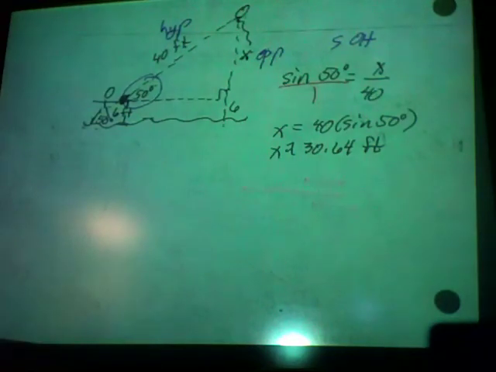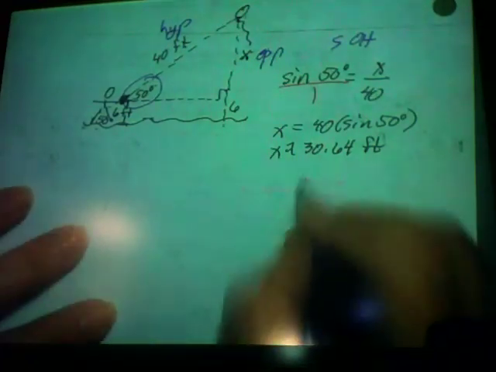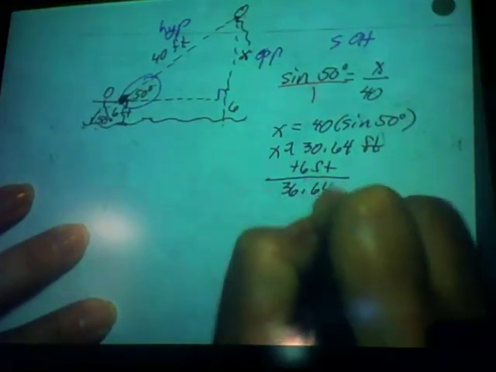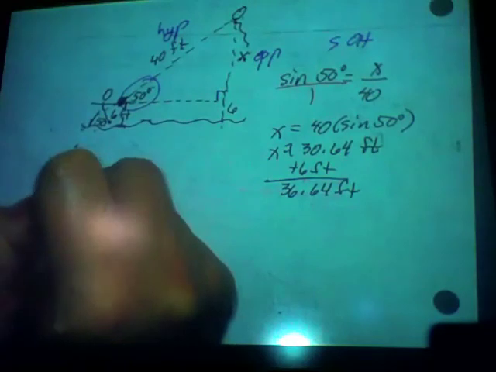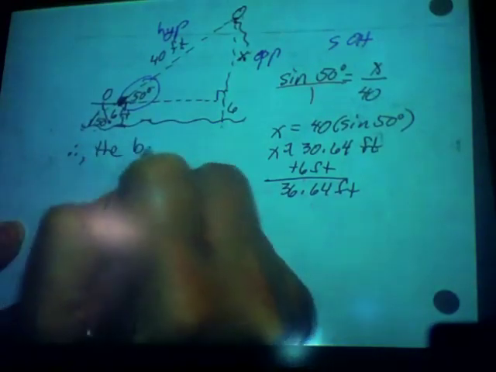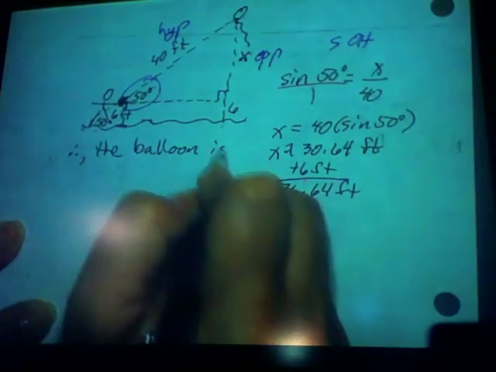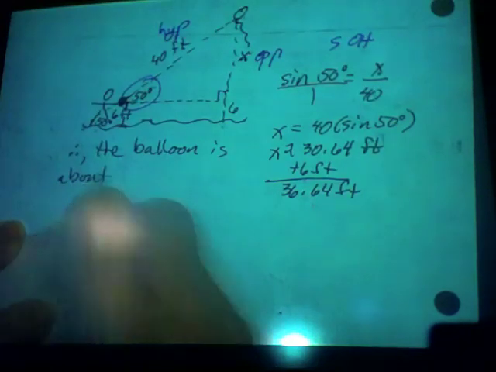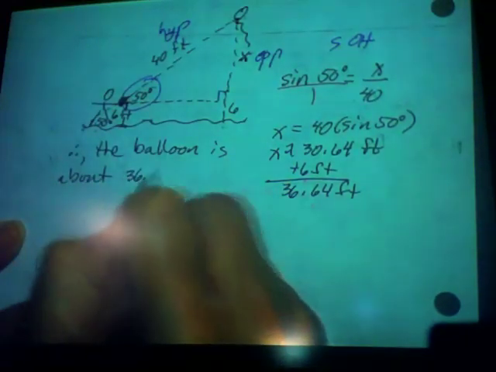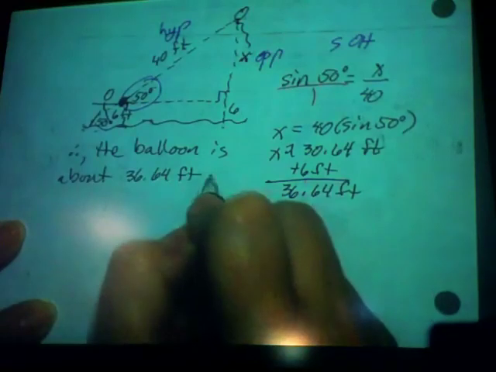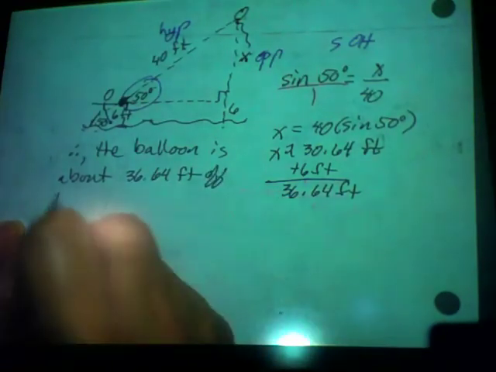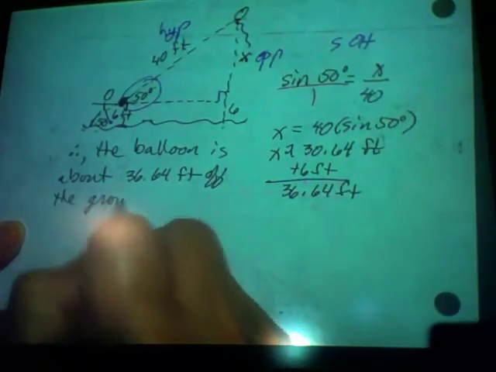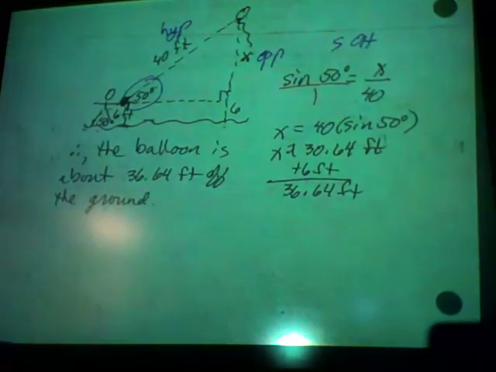The question, they want to know how high the balloon is off the ground. So don't we have to add 6 feet to that? 36.64 feet. Therefore, the balloon is about 36.64 feet off the ground. Or the height of the balloon is 36.64 feet. I guess that'd be a lot less words.